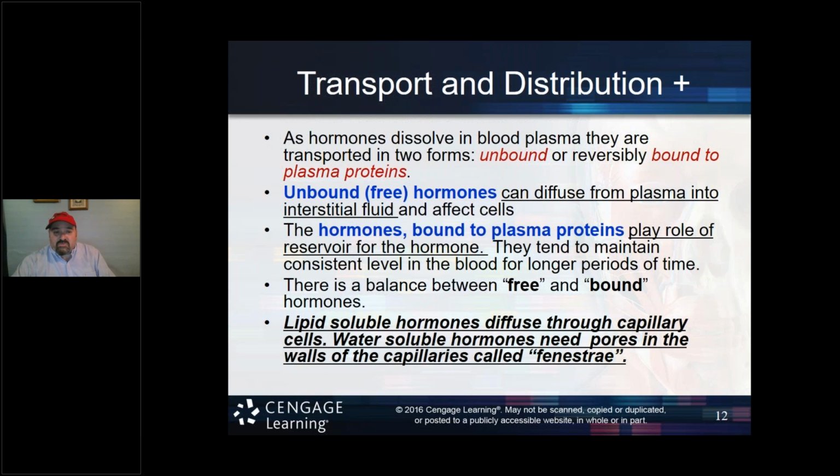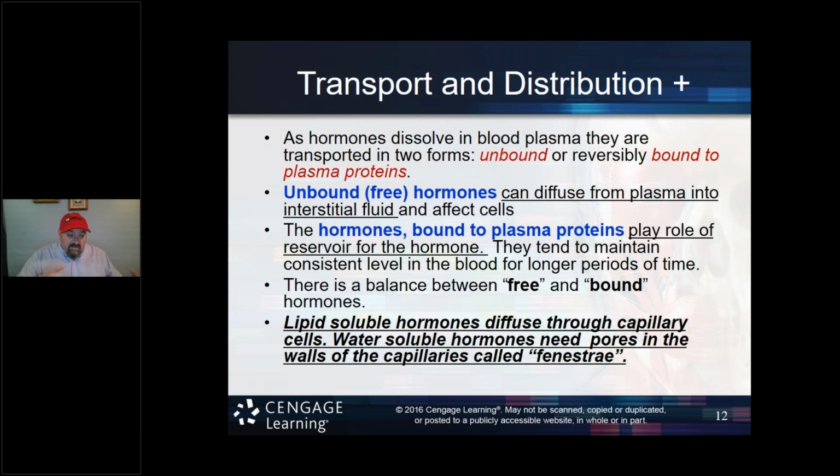So transport and distribution, okay? So we're seeing here that some hormones dissolve into the blood plasma, the liquid portion of the blood, okay? They're either bound or unbound to plasma proteins. And plasma proteins contribute to the overall solute level within the blood in order to maintain the liquid within the blood, right? We'll talk about this more when we talk about the urinary system, but depending upon where the blood is flowing through, we don't want all of the liquid portion of the blood to leave the cardiovascular system. That would not be a good thing, right?